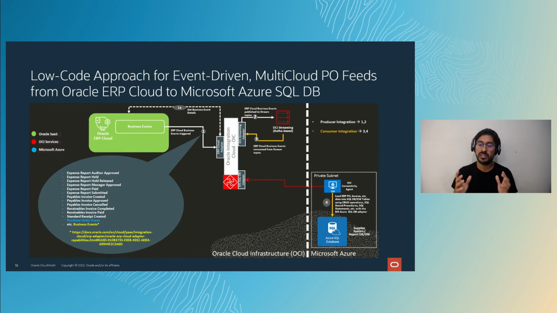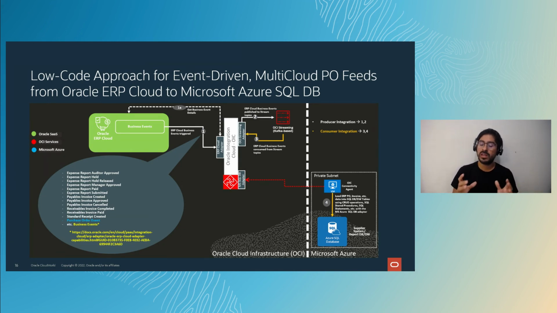We are using the ERP Cloud Adapter to subscribe to ERP Cloud business events like purchase order events. If you want to subscribe to whenever a payable invoice is created, approved or canceled, you can do it using the ERP Cloud Adapter. And if you want to enrich the information you are receiving from ERP Cloud, you might use the same adapter in Oracle Integration Cloud to get the details of that purchase order or payable invoice.